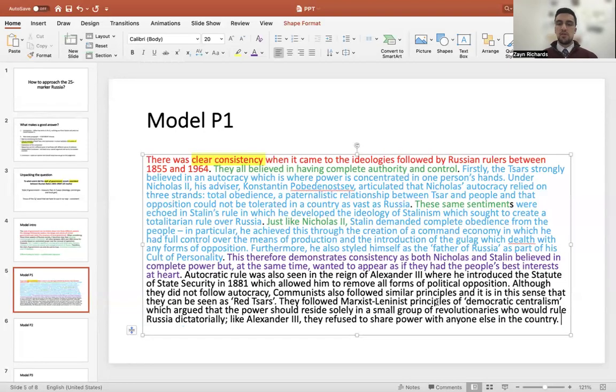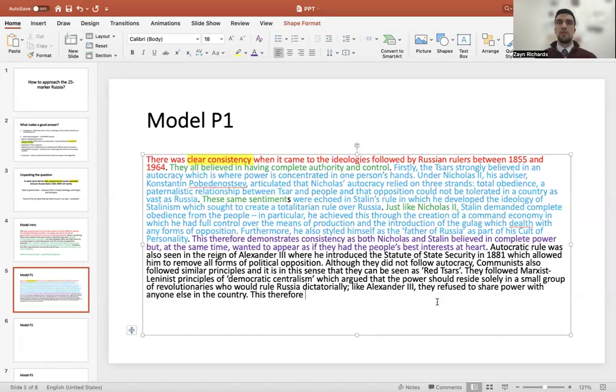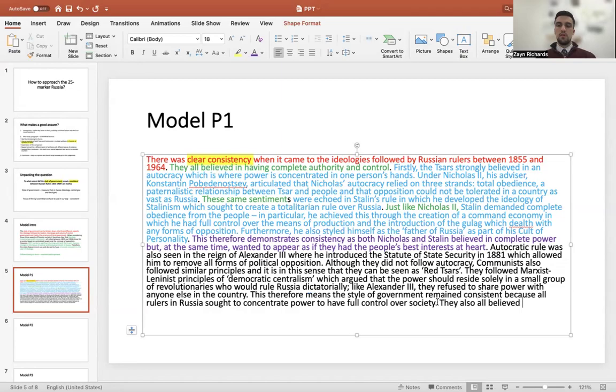So then I now need to explain. I've done some more evidence and synthesis. So then you say, therefore, the style of government remained consistent because all rulers in Russia sought to concentrate power to have full control over society. They also all believed they were the rightful rulers of Russia and that opposition to them would not be tolerated.